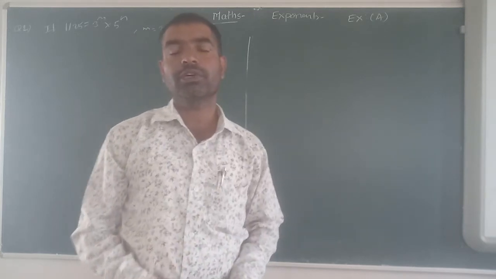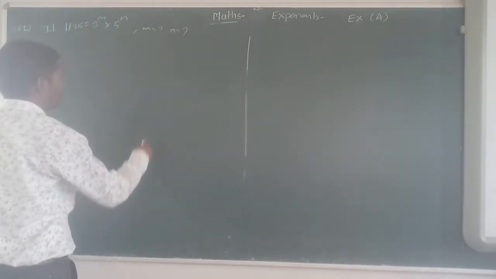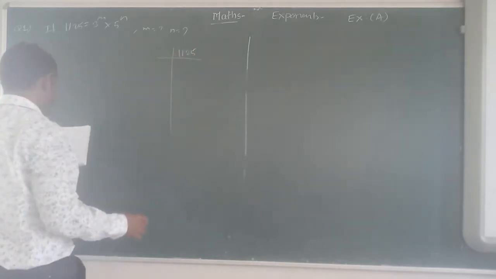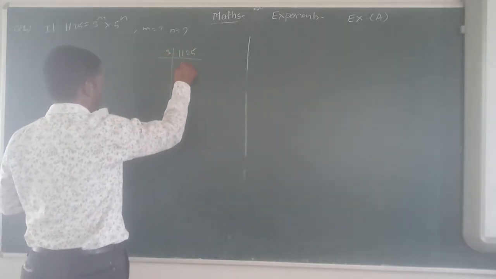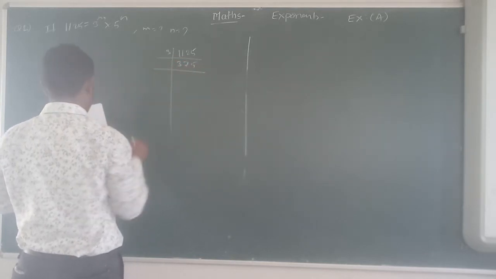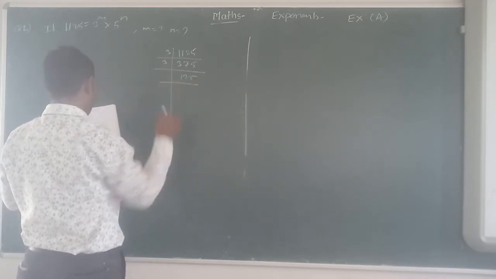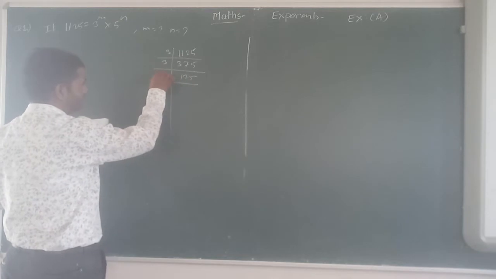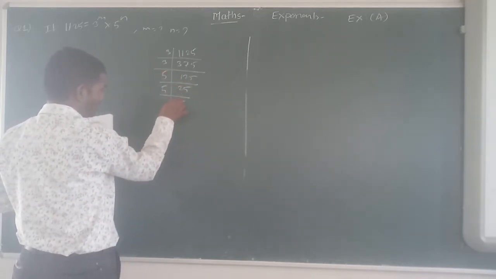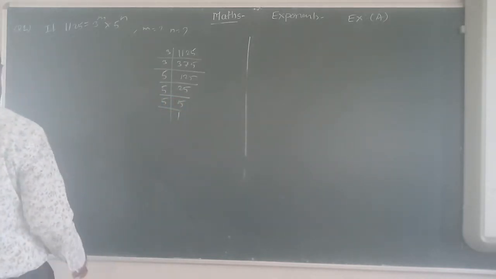How can we find it? First we have to make the prime factorization of 1125. I am making the factors here. This can be divided by 3 first, so 3 into 375. Again this can be divided by 3, which gives 125. Again this cannot be divided by 3. Now this can be divided by 5, 25; 5, 5, again 5. Okay, so these are the factors.